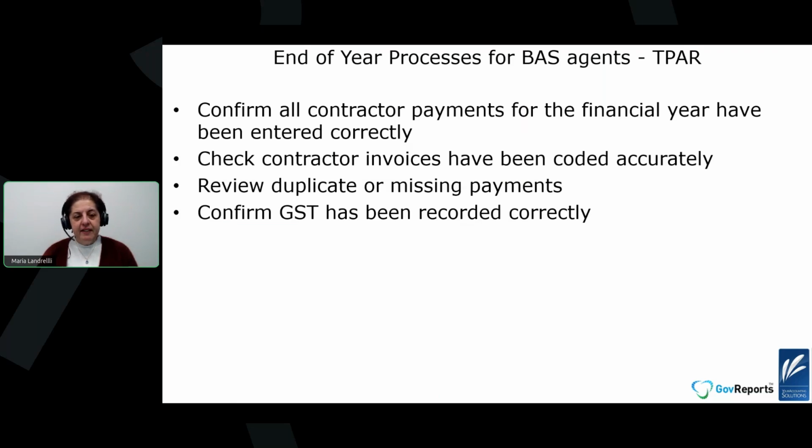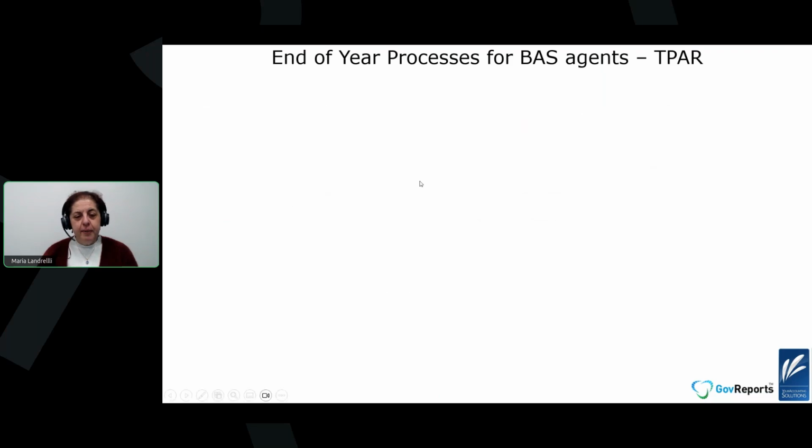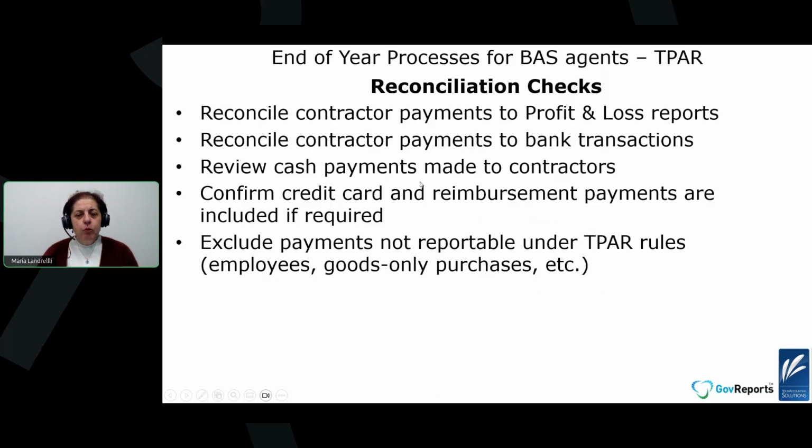So as I said, these are your steps to check what's been done. And then you're reconciling the contractor payments to the P&L, to the bank transactions. Are your bank recs up to date? Are there any cash payments to contractors, credit card or reimbursements?